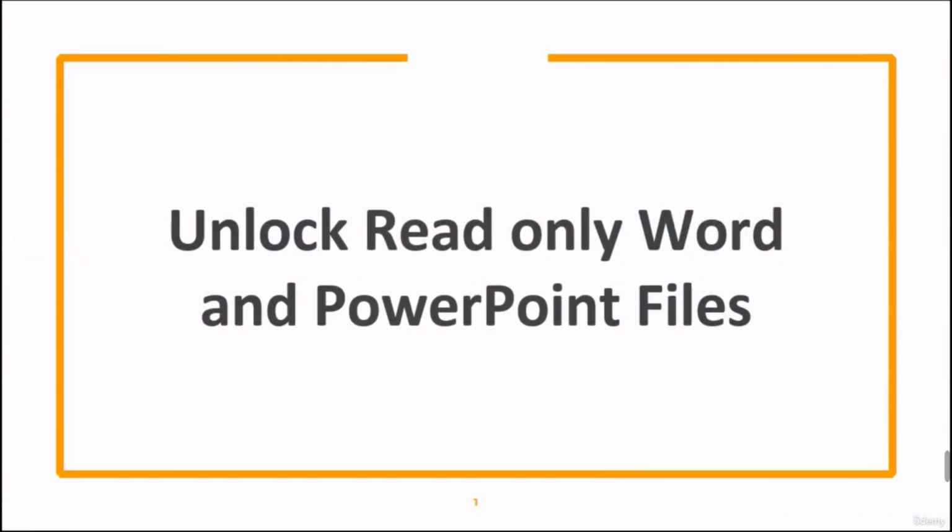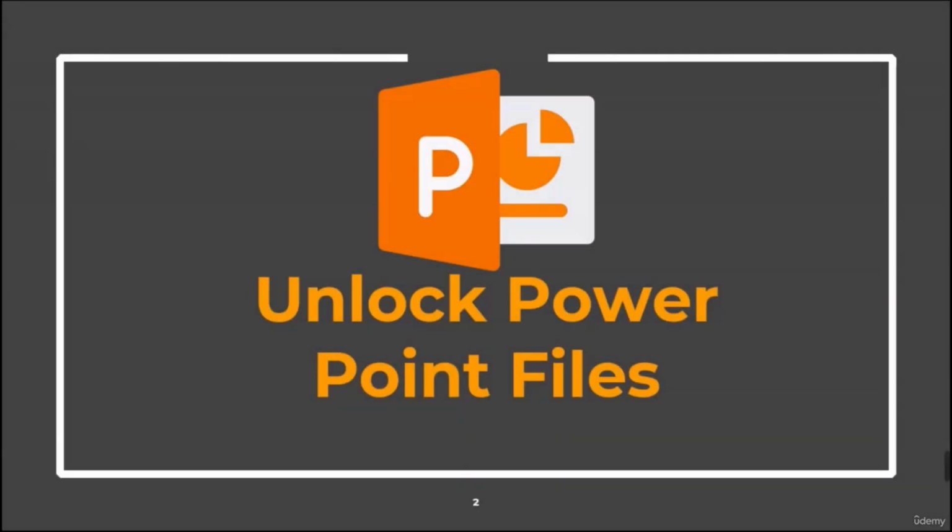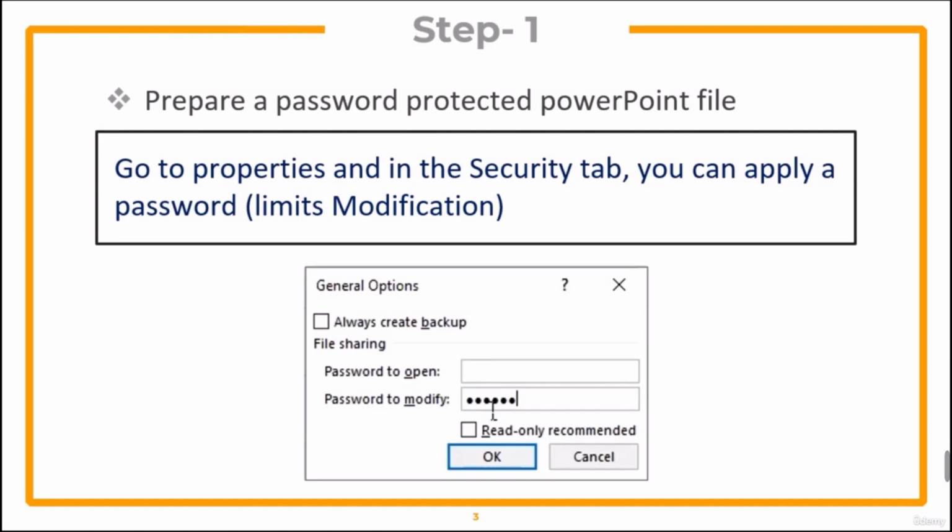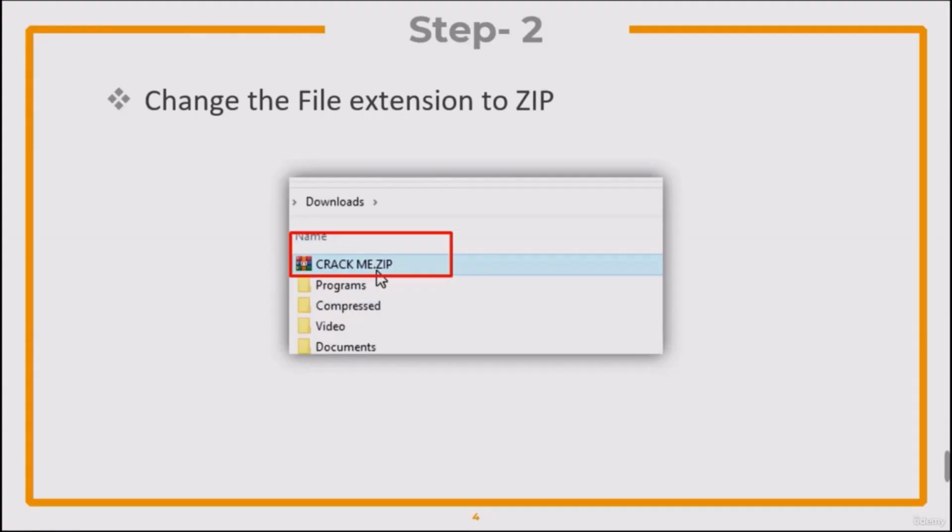In this lecture, we are going to see how we can unlock read-only Word and PowerPoint files. Let's first see how we can unlock PowerPoint files. First of all, create a password-protected PowerPoint file. You can go to Properties and in the Security tab, you can apply a password.